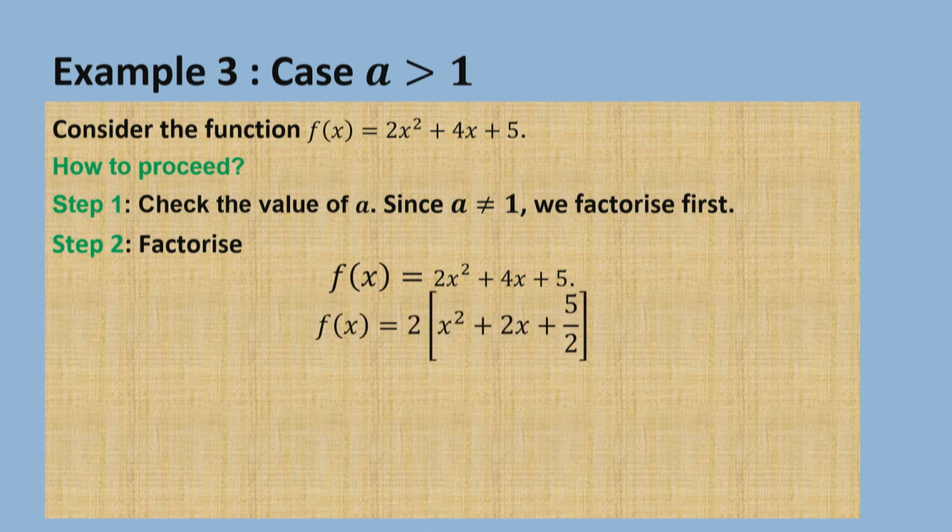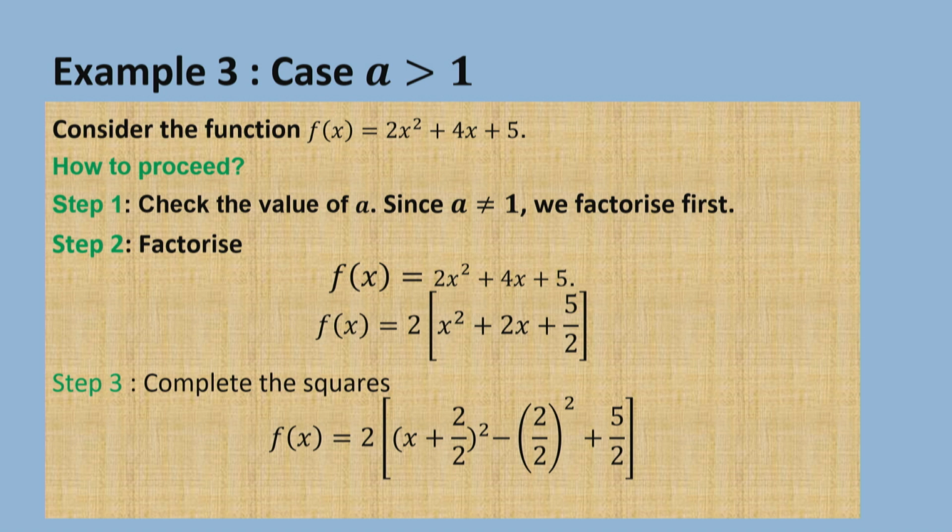Well, you put the 2 outside the bracket, so that will be 2[x² + ...]. Remember, 4x divided by 2 is 2x, and 5 divided by 2 will be 5/2. Now, within the brackets, we have x² + 2x + 5/2. Here, if we check only within the brackets, we can proceed directly. So that will be 2 outside the bracket, and inside the bracket will be (x + 2/2).